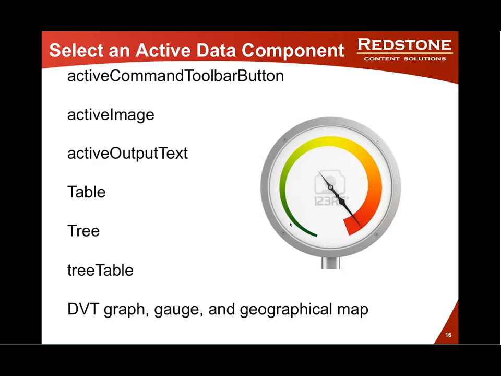So selecting an active data component. This is the basic list of active data components that are out there right now. There's the active command toolbar button, active image, active output text, tables, trees, tree tables, and then a number of the data visualization toolkit components like graphs, gauges, and geographical maps.